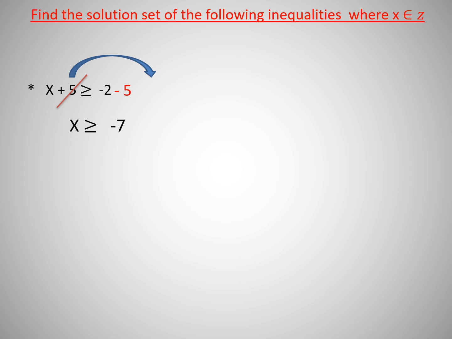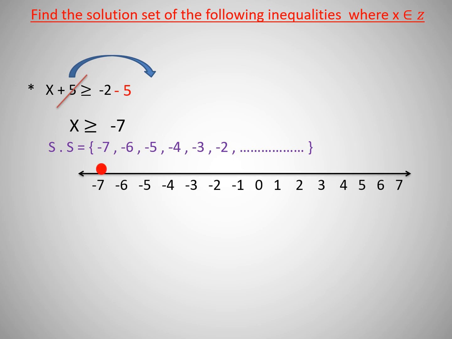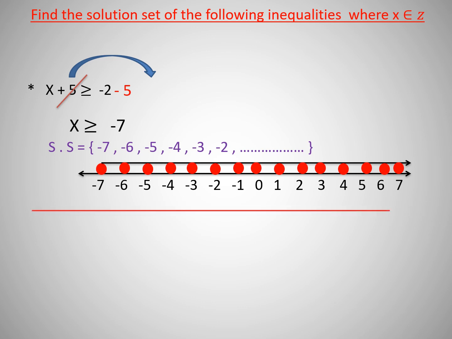Now we took -7 because there is equal, greater than or equal, not greater than only. Okay, let's see. The solution set is -7, -6, -5 to infinity. Let's represent it by the number line. -7, -6, -5, -4, -3, -2, -1 to infinity, and we will draw a ray that represents the infinity.